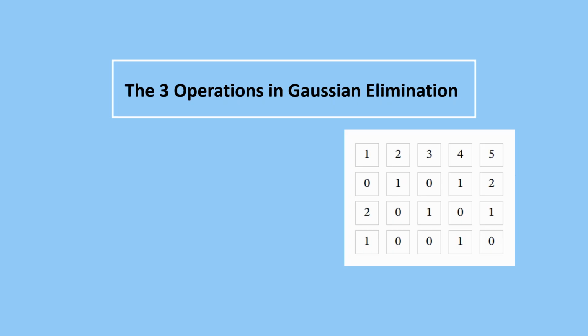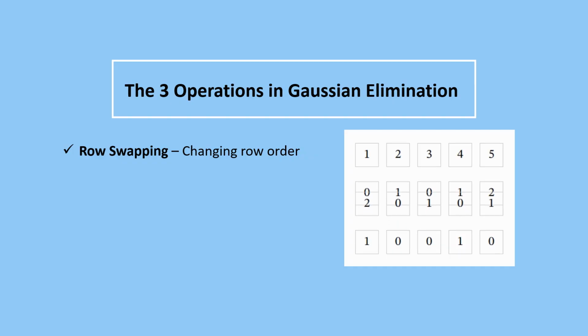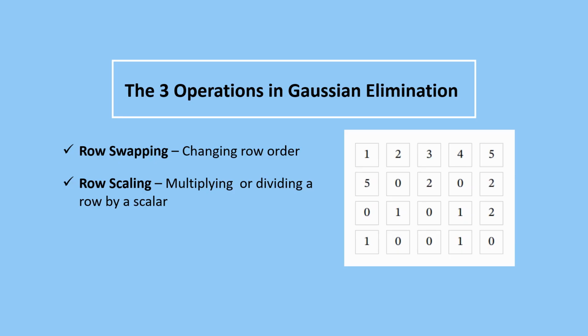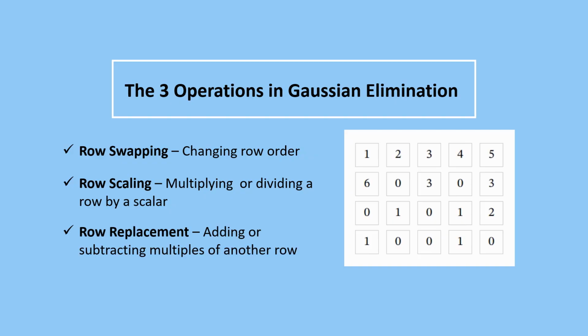Gaussian elimination is achieved through three key row operations. The first is row swapping, which involves changing the order of rows to position them correctly for calculations. The second is row scaling, where a row is multiplied by a constant to adjust its values. The third is row replacement, which consists of adding or subtracting a multiple of one row from another to create necessary zero entries. These steps systematically organize the matrix to make solving for unknowns easier.